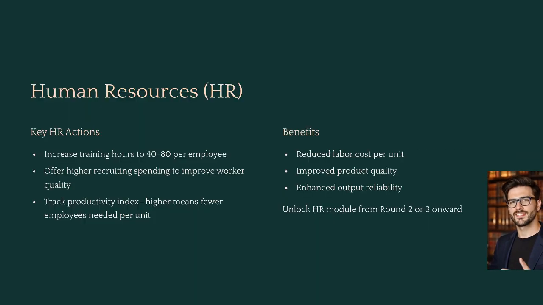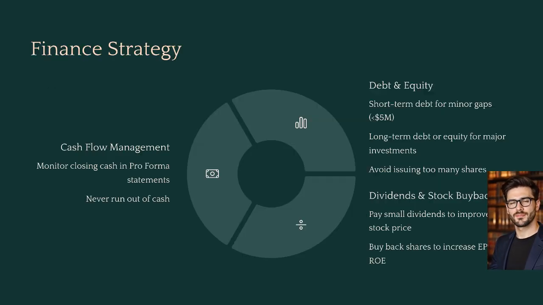Rounds 5 to 6, dominate the market. This is where you move from growing to dominating. You should have top market share and top profit now. New capacity should be added for your top products. Set automation close to 7.0 to 9.0 for cost savings.